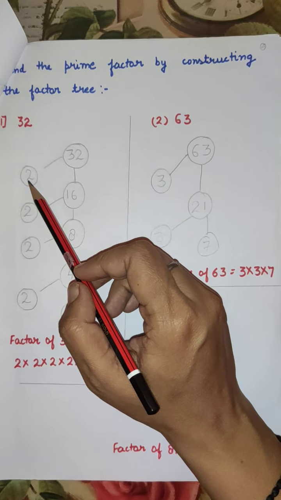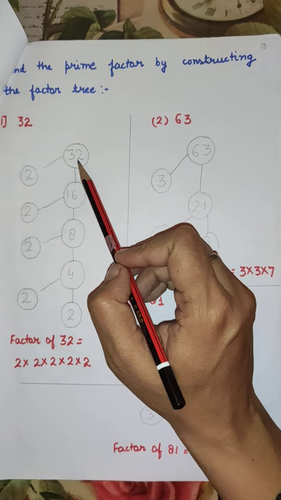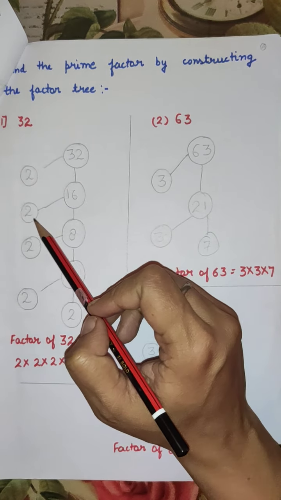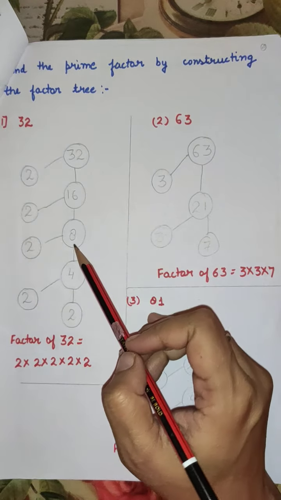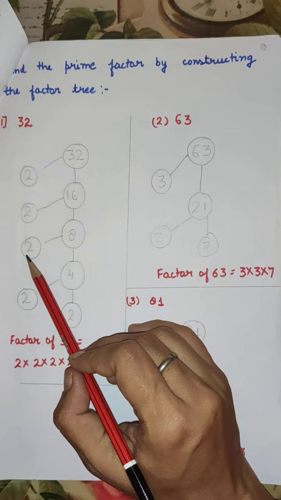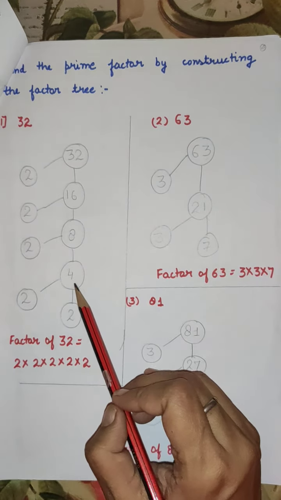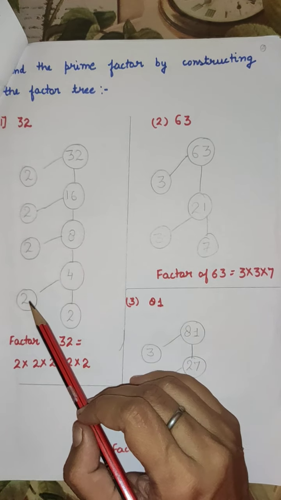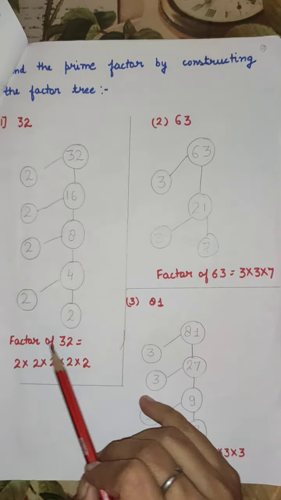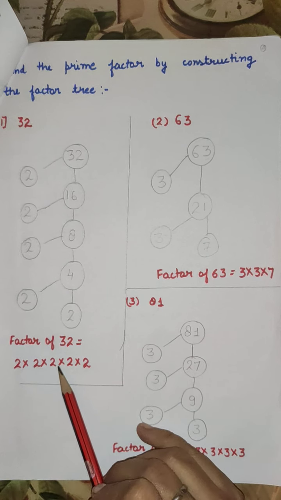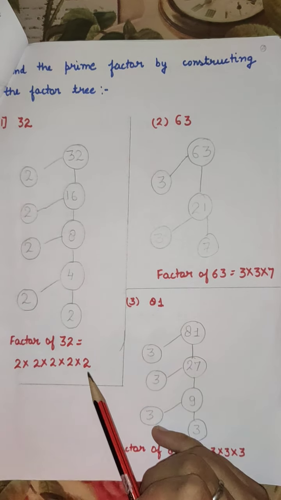If you divide 32 by 2, you will get 16. If you divide 16 by 2, you will get 8. If you divide 8 by 2, you will get 4. If you divide 4 by 2, you will get 2. So the prime factorization of 32 is 2 into 2 into 2 into 2 into 2. Now, this is your factor tree.